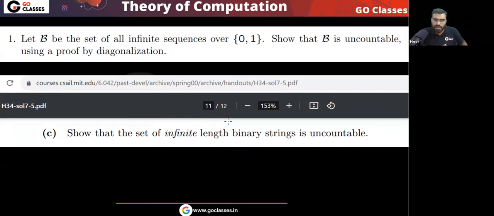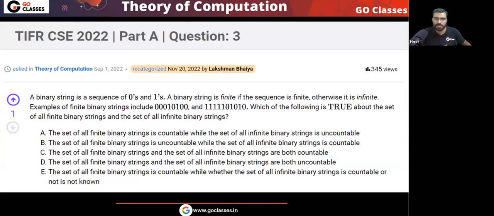Okay, the set of infinite length binary strings is uncountable. The same question came in the TIFR exam last year, in 2022. In this TIFR exam, you can notice, just see this TIFR 2022 question.